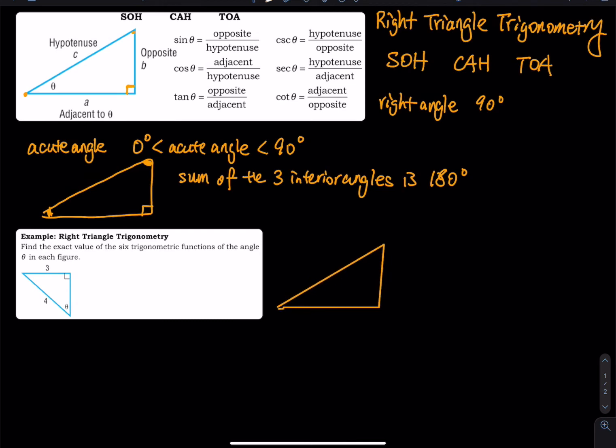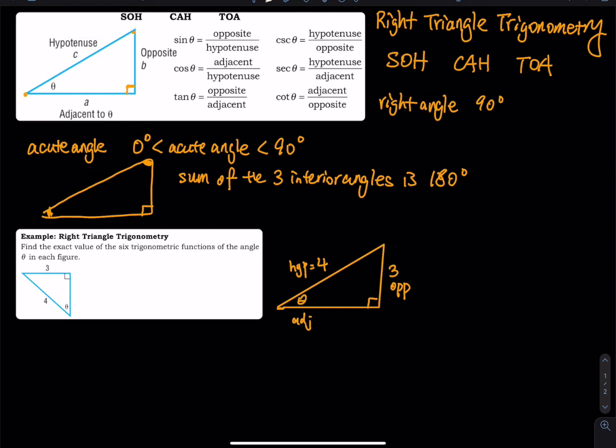So this is your right triangle, and this is your right angle, 90 degrees, and this is my theta. My hypotenuse is equal to 4. On the opposite of theta, we have a 3, and the other side we don't know. So this is opposite, and this is adjacent.